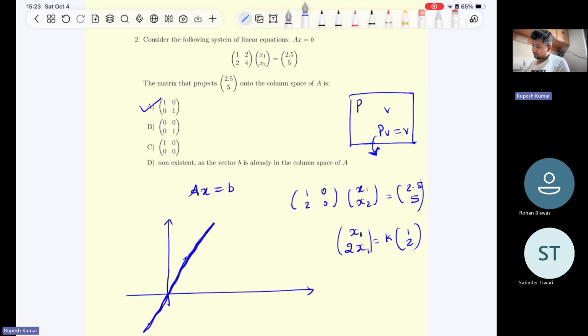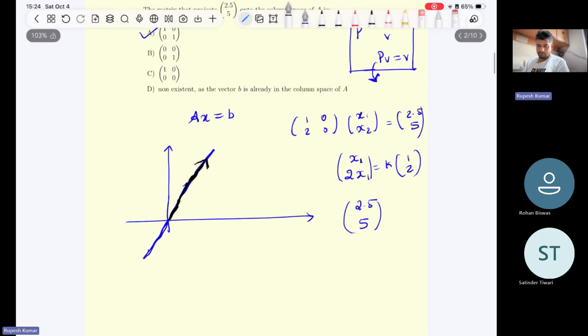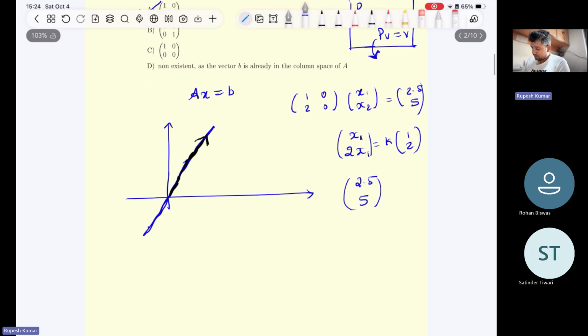Now the question is, which of the matrices projects the vector (2.5, 5), 2.5 in the x and 5 in the y, on this line? This will be your vector, and you want to project it on the line itself. You don't need to think of anything else. Just remember how we used to do the projection step. You want to project along the vector (1, 2).